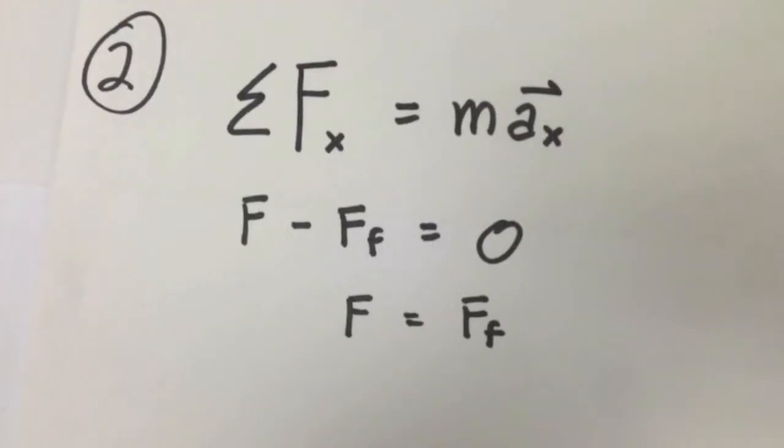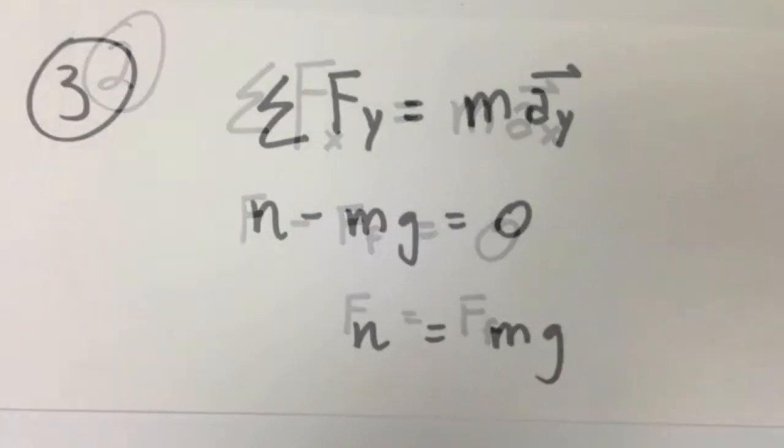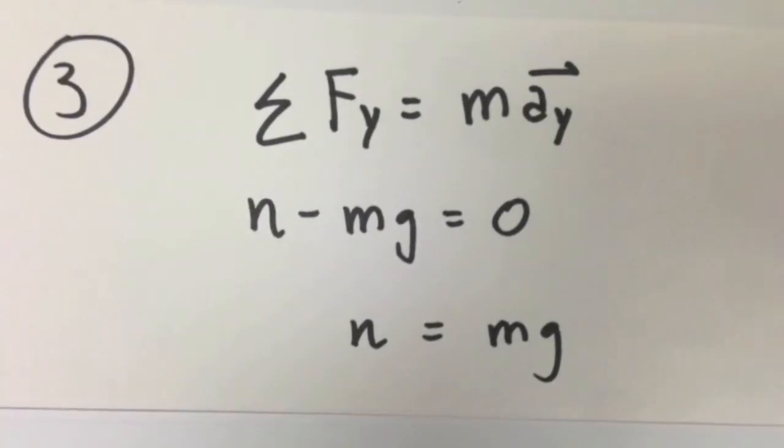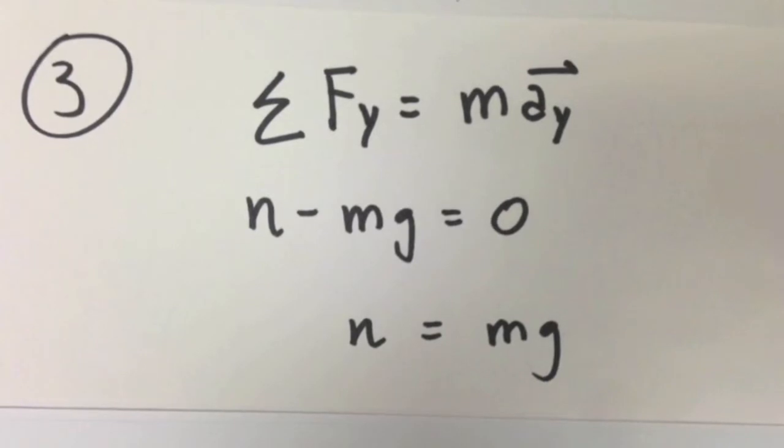From there, you can use Newton's laws to solve for force in the x direction, or force is equal to the force of friction. Next, we solve Newton's laws in the y direction, and we find out that the normal force is equal to the force of gravity.